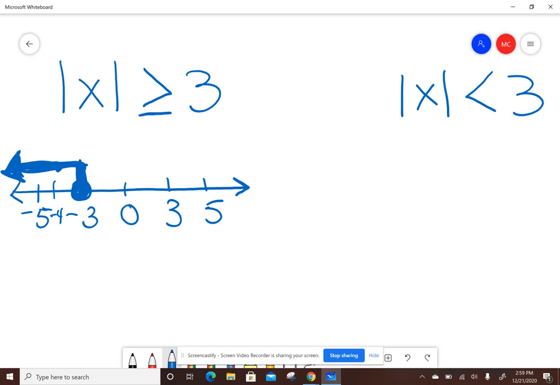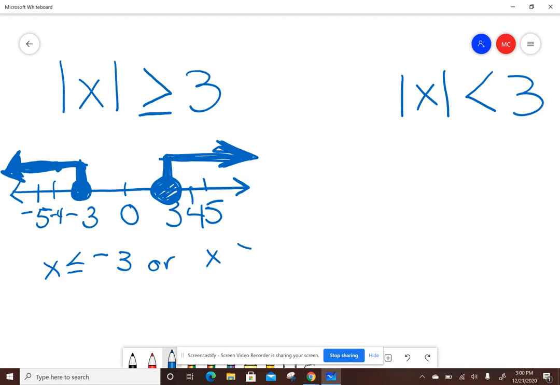So do we think that's the only answer? Are there any numbers that might work? Well, this says absolute value of x is greater than or equal to 3. So do we think the number 3 would work? Yeah, the number 3 would work because 3 is equal to 3. How about the number 4? The absolute value of 4 is 4, and 4 is greater than 3, so 4 would work. So we realize the answers that work are any numbers less than negative 3 or greater than positive 3. So either x is less than or equal to negative 3, or x is greater than or equal to positive 3. And we clearly have an or inequality.